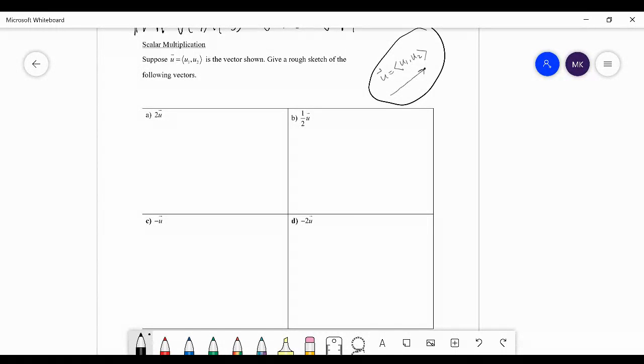I want you guys in each of these boxes to draw what you think 2 times the vector u is. What do you think 1/2 times the vector u is? What do you think negative u would be? What do you think -2u would be? And I want you to draw those out and see if you can guess what they would be. Now pause the video.